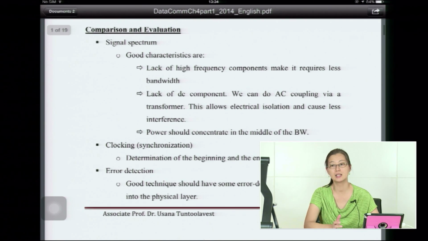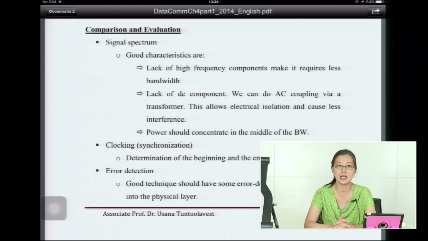The coding techniques that give good characteristics should have a signal spectrum that lacks high frequency components, because this will make it require less bandwidth, and also doesn't have a DC component. Let's see what this means.